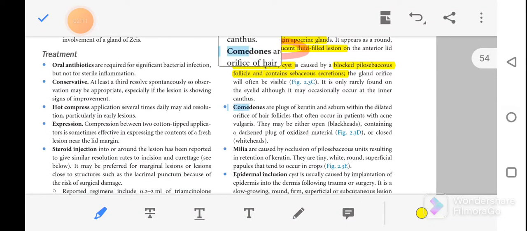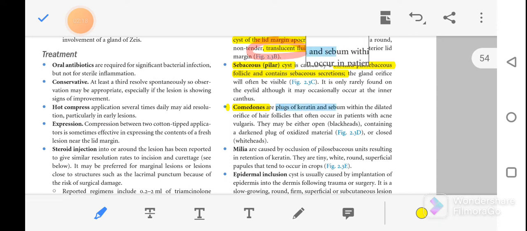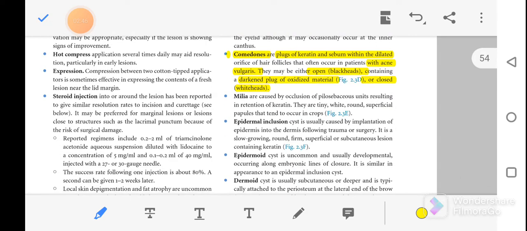Now the comedones. These are plugs of keratin and sebum within the dilated orifice of hair follicles. It is mostly seen in patients with acne vulgaris. They may be either open, in which case they are exposed to environmental pollutants and become black in color because of the plug of oxidized material, or closed, in which case they are the whiteheads, as we all know, blackheads and whiteheads.